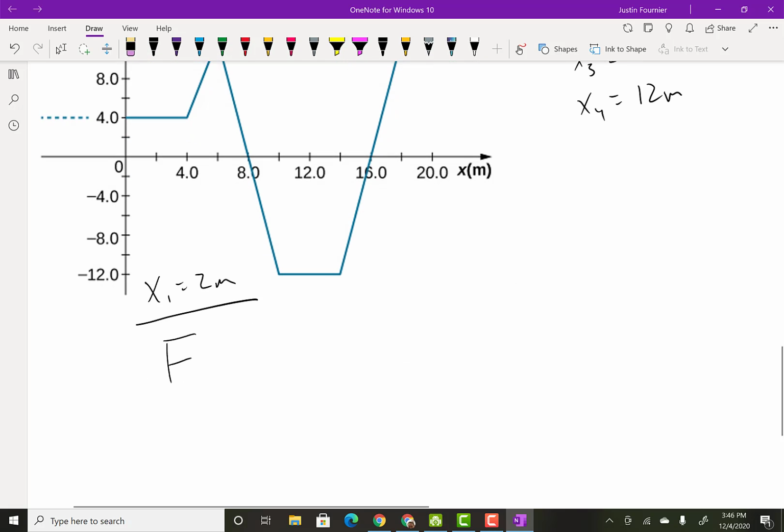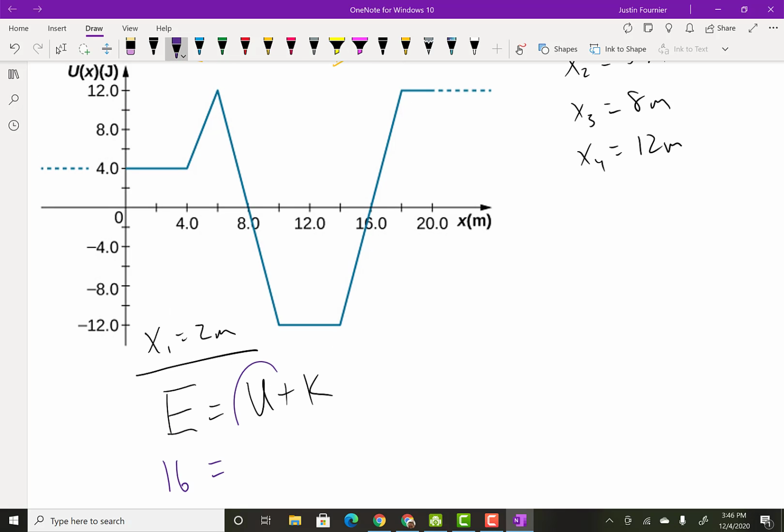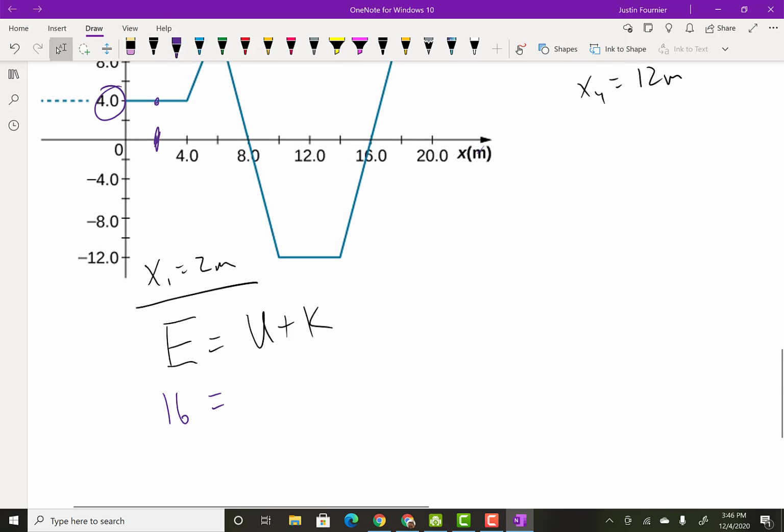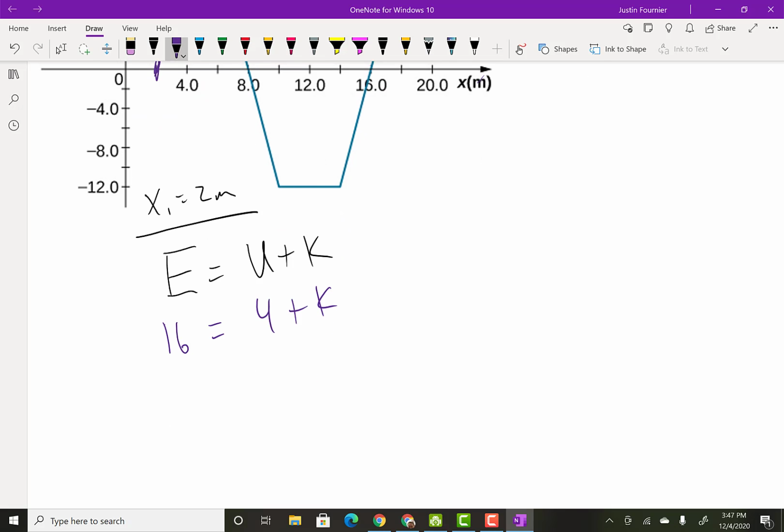So the total energy is equal to the potential energy plus the kinetic energy. The total energy they told me was 16 joules. What's the potential energy then at 2 meters? Because again, this is a potential energy versus position graph. Well, the potential energy at 2 meters is 4 joules. So this is 4 joules plus the kinetic energy. So the kinetic energy then is 12 joules.